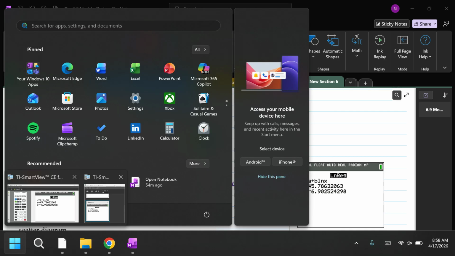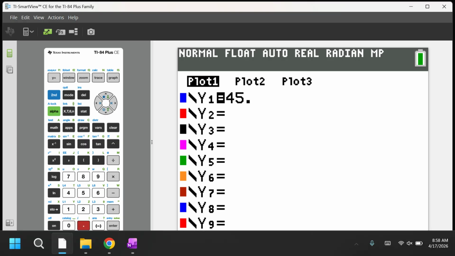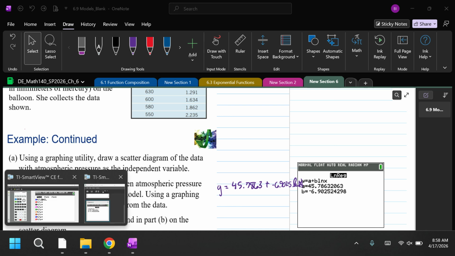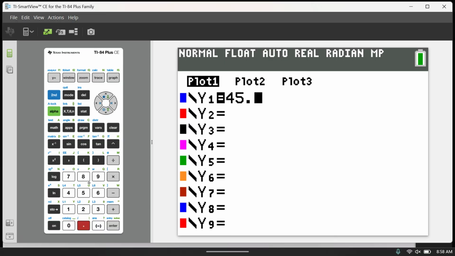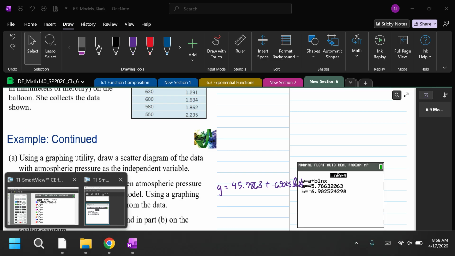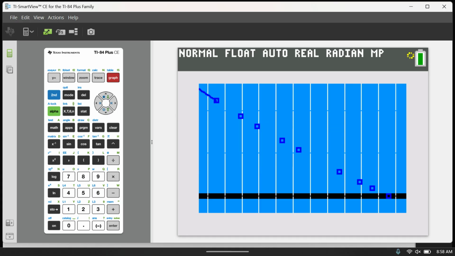So I'm going to go to the calculator, hit y equals, and enter 45.7863 minus 6.9025 natural log x. Hit graph. That should fit the data pretty closely. And it really does. Fits it really, really great.